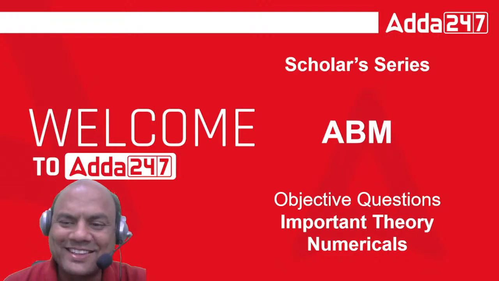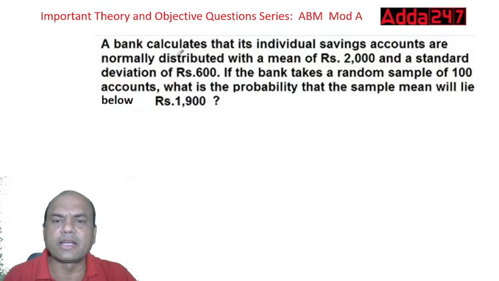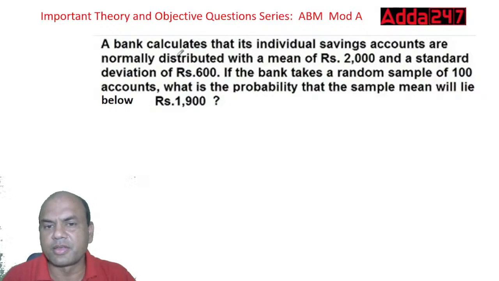Okay, let's start. A bank calculates that its individual savings accounts are normally distributed with a mean of 2000 and a standard deviation of 600. If the bank takes a random sample of 100 accounts, what is the probability that the sample mean will lie below 1900?